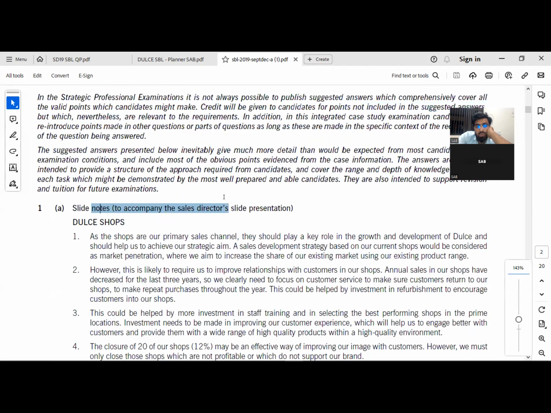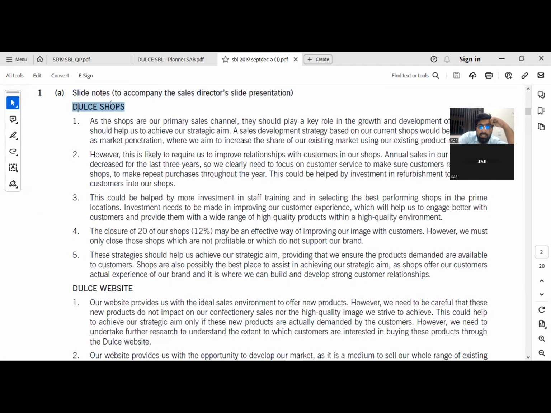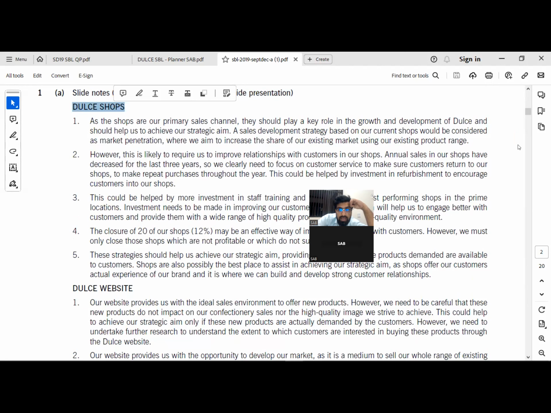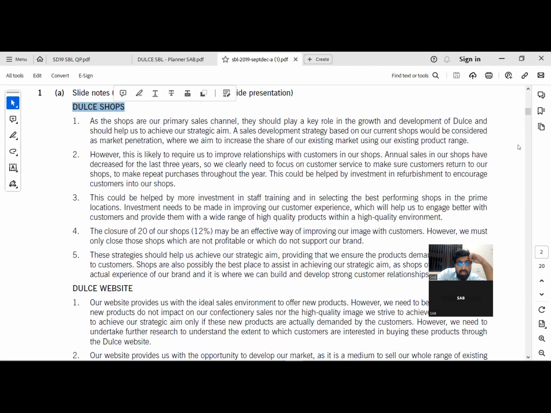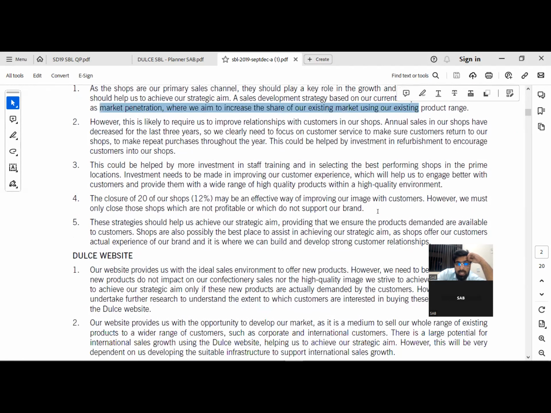So see the slide notes, what do we have here? Let's just see that. Do Dell's jobs satisfy our strategic aim? Again, they have written more, so don't get worried that you are writing less. You are writing enough. But these are the complete paragraphs. As the shops are our primary sales channel, they should play a key role in growth and development, which should help us in achieving our strategic aim. A sales development strategy based on current shops would be considered market penetration, where we aim to increase our share. So that satisfies our aim, right?